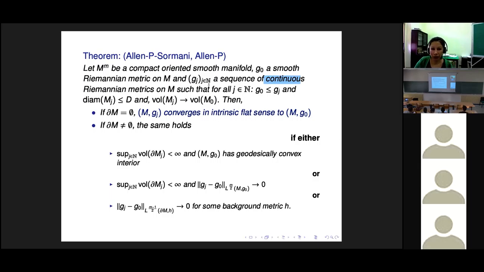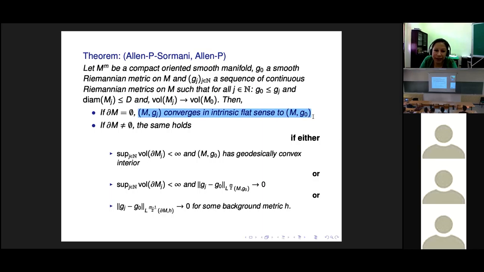Then we require the following conditions on our Riemannian tensors. We want distances measured with g0 to be less than or equal to distances measured with respect to g_j, a diameter bound, and volume convergence to the volume of M0. If we have these conditions and we don't have boundary, then this sequence of manifolds immediately converges to the fixed manifold that we wanted to converge to.